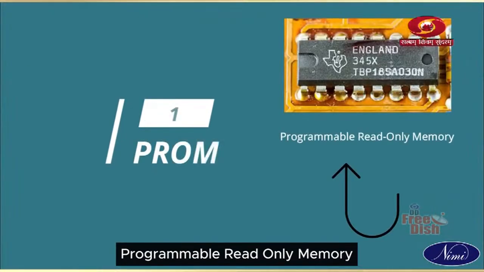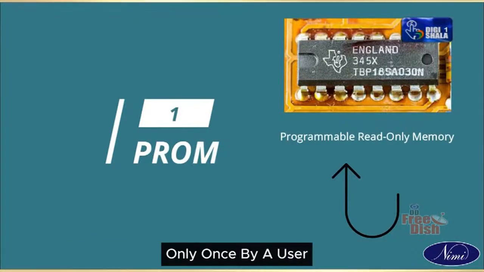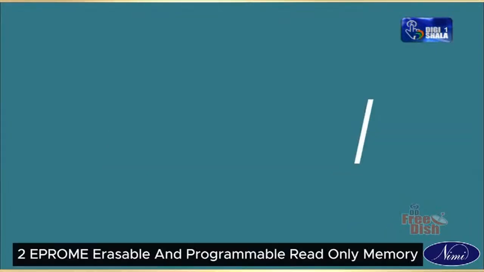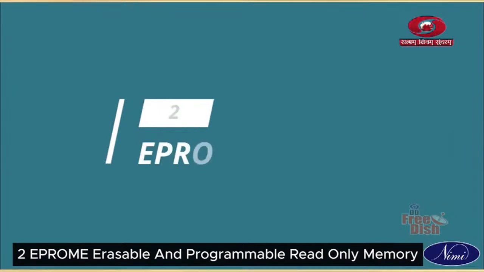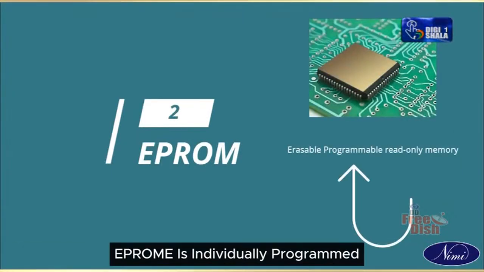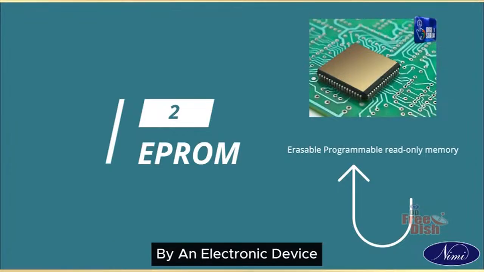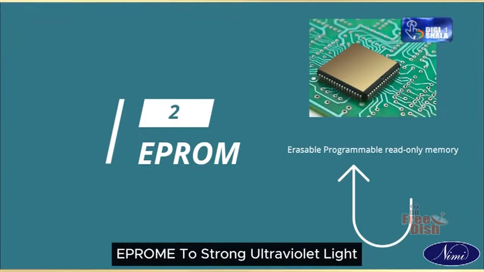1. PROM, Programmable Read-Only Memory. PROM is read-only memory that can be modified only once by a user. 2. EPROM, Erasable and Programmable Read-Only Memory. EPROM is individually programmed by an electronic device. After that, the data can be erased by exposing the EPROM to strong ultraviolet light.